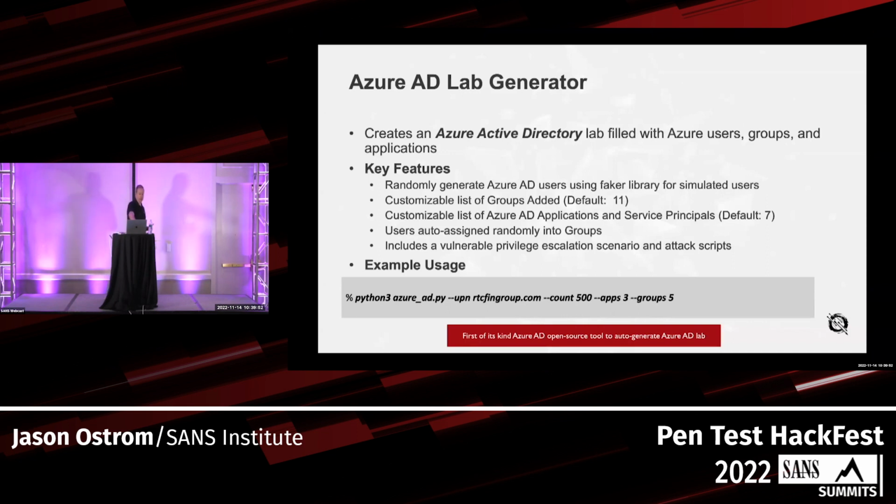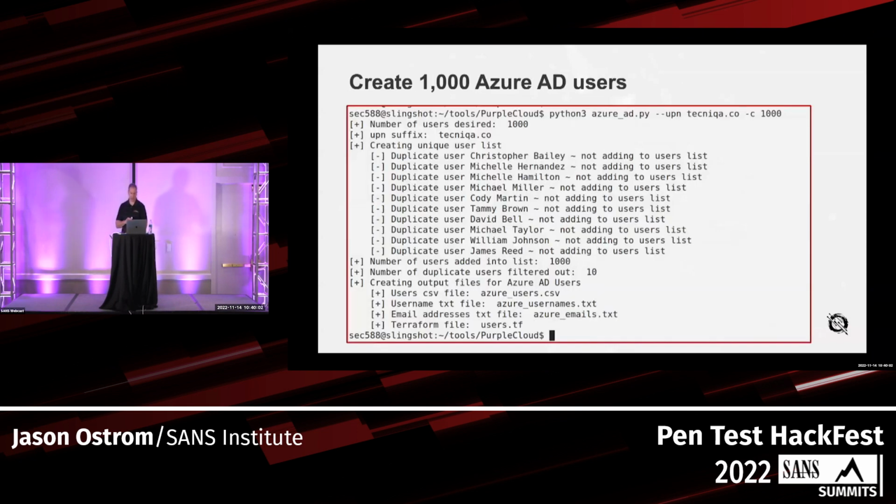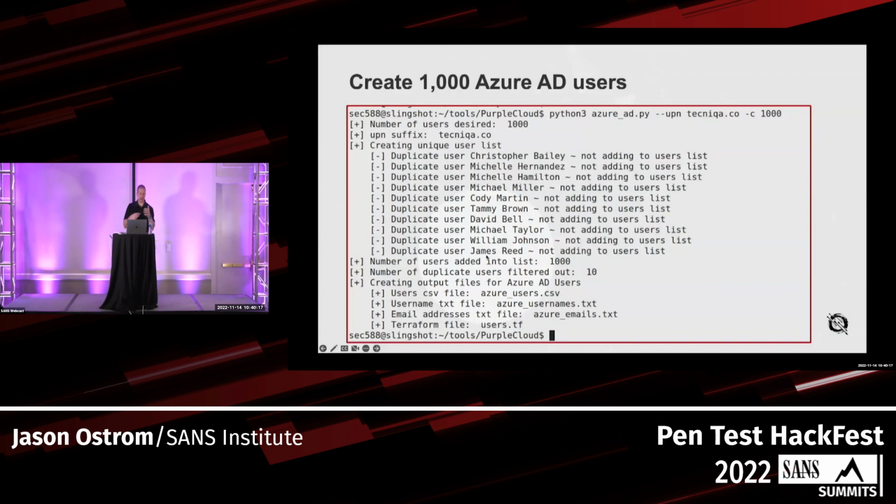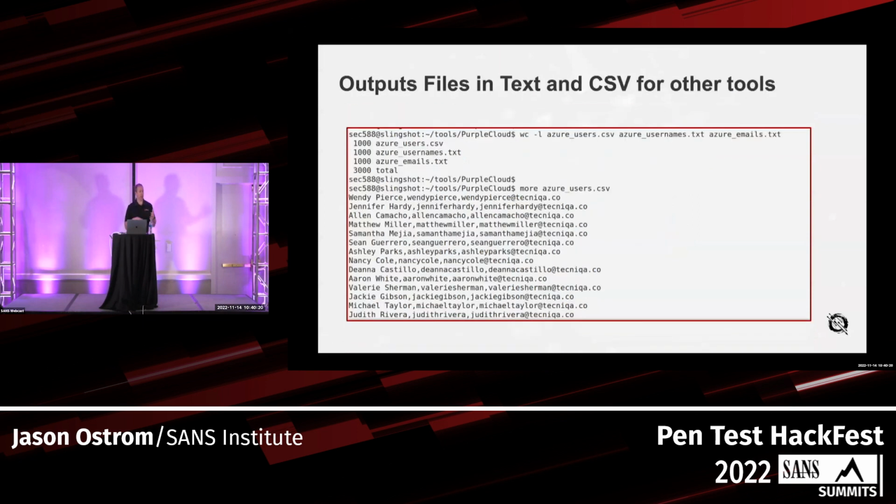You can specify as many users as you want with a count variable. It creates Azure AD applications, it creates groups and service principals. This is a screenshot of what this looks like here. We've created 1,000 users here. We've specified a UPN suffix, and it outputs file names that are very useful. It outputs all the Azure users to a file. You can use that as input to your attack tools. Let's say you want to do password spraying or some reconnaissance. You can use that here to test outside-in type attacks against your Azure tenant.